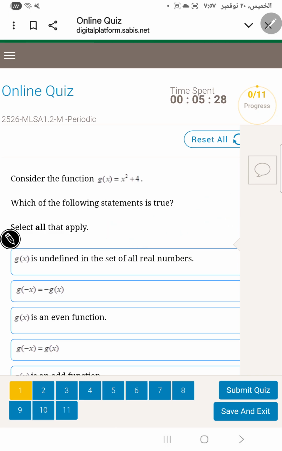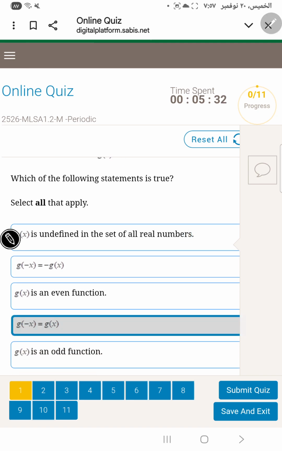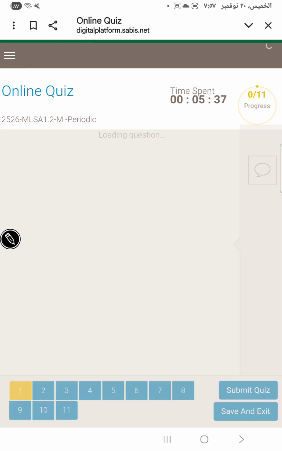So let's see what we have to choose. First step, this is correct. And this is correct. Question number 2.